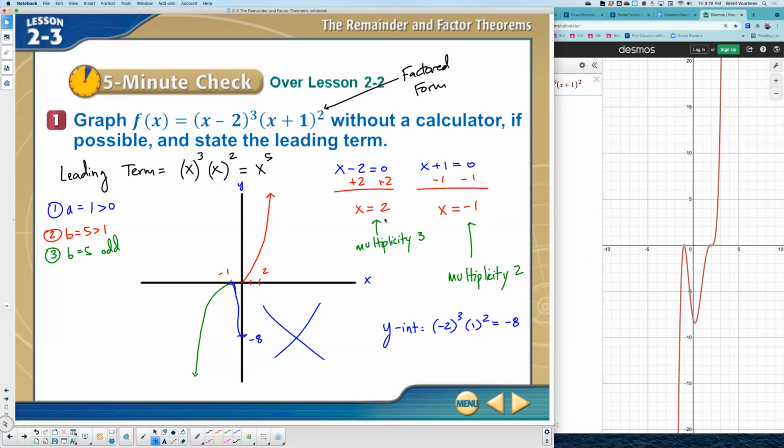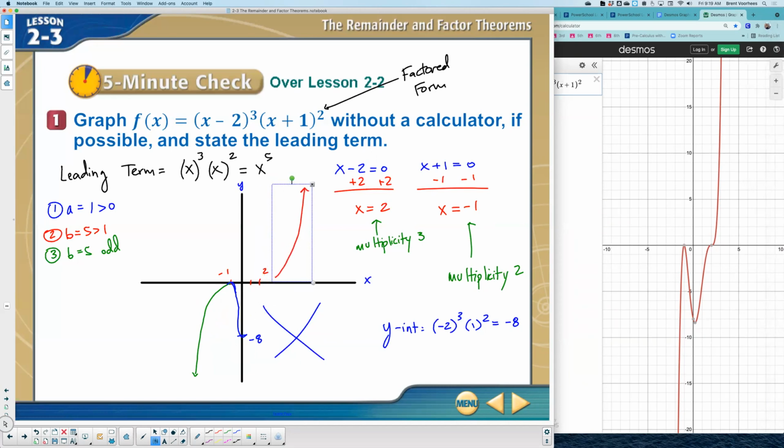Now the other 0, and here's our end behavior. We know it's going to end like this. The other 0 has multiplicity of 3. What shape does a power of 3 have? S curve. So it's going to make an S curve going through the 2.